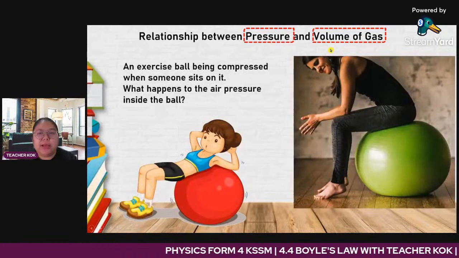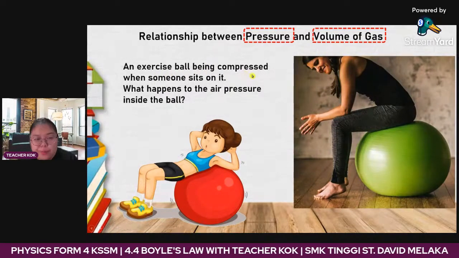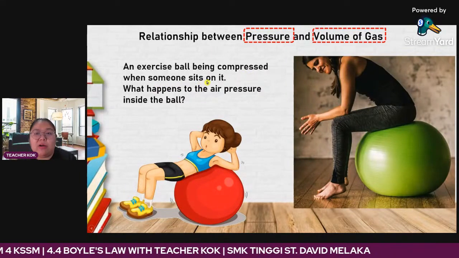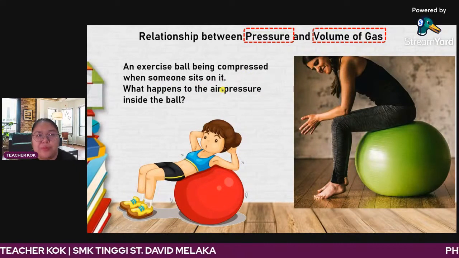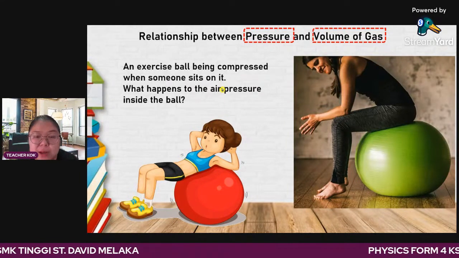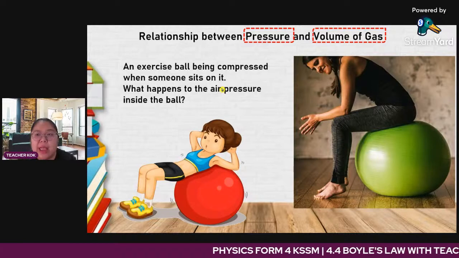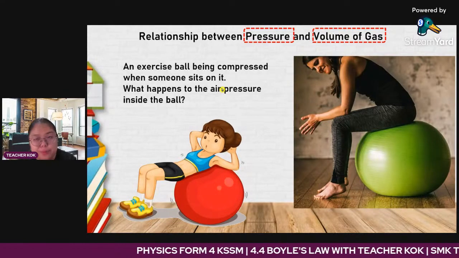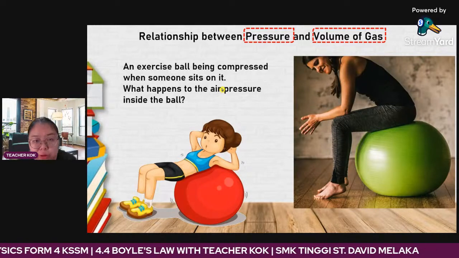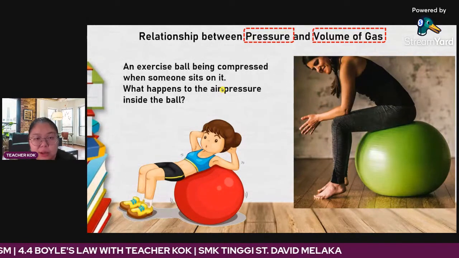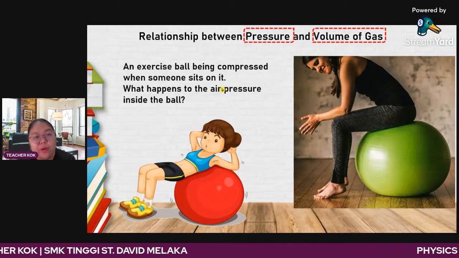You can see one example: the exercise ball being compressed when someone sits on it. When you sit on it, you make the volume become less. You compress it, then the volume becomes smaller. So what happened to the air pressure inside the ball? You control the volume, you make it smaller, so the pressure should be the responding variable.